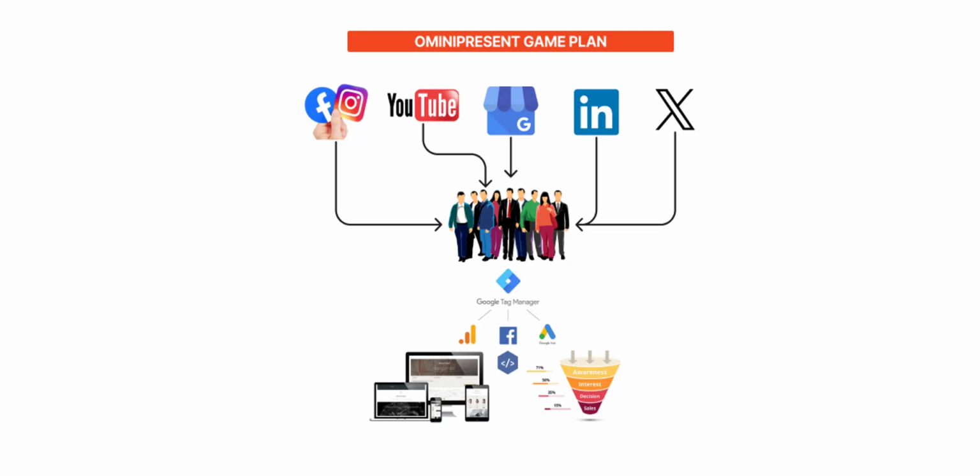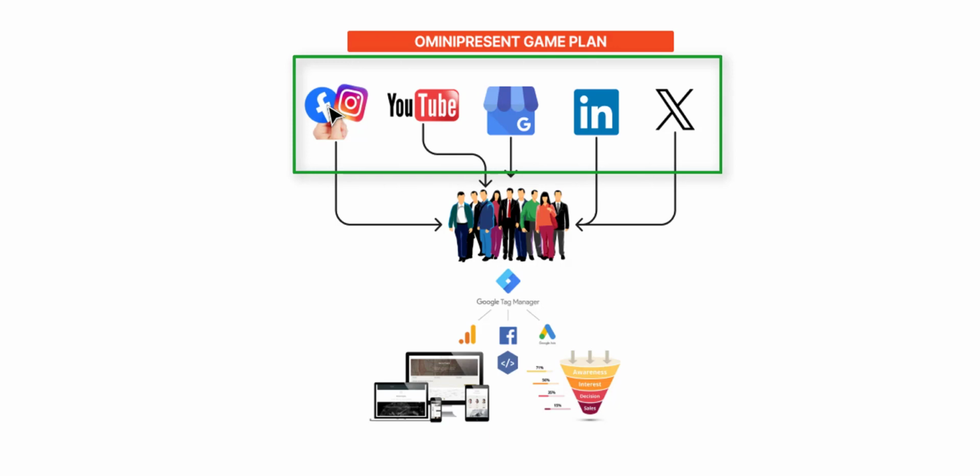So I'm going to share with you one key game plan that I use for my clients, and I call it the omnipresent or everywhere game plan. In this game plan, we draw a content posting strategy where we give a value content strategy. This value content, we post on Facebook, Instagram, YouTube, Google My Business, LinkedIn, and X.